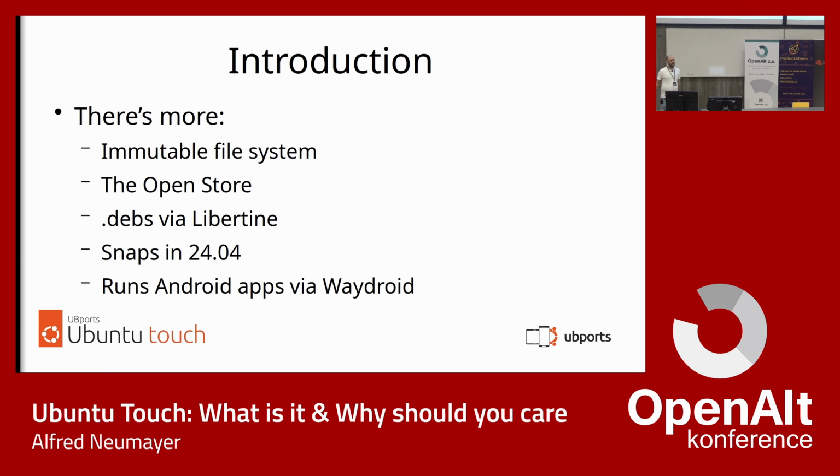We have the Open Store as the app store, as the de facto standard app store for Ubuntu Touch, where you can get your applications that are mobile friendly, but also convergent, so that they work across all the different form factors that we support. We support Debian packages via Libertine, which is not a container, but a chroot with a little bit of extra sauce. Libertine basically just sets up a chroot for you, and you can modify it and configure it from the system settings application.